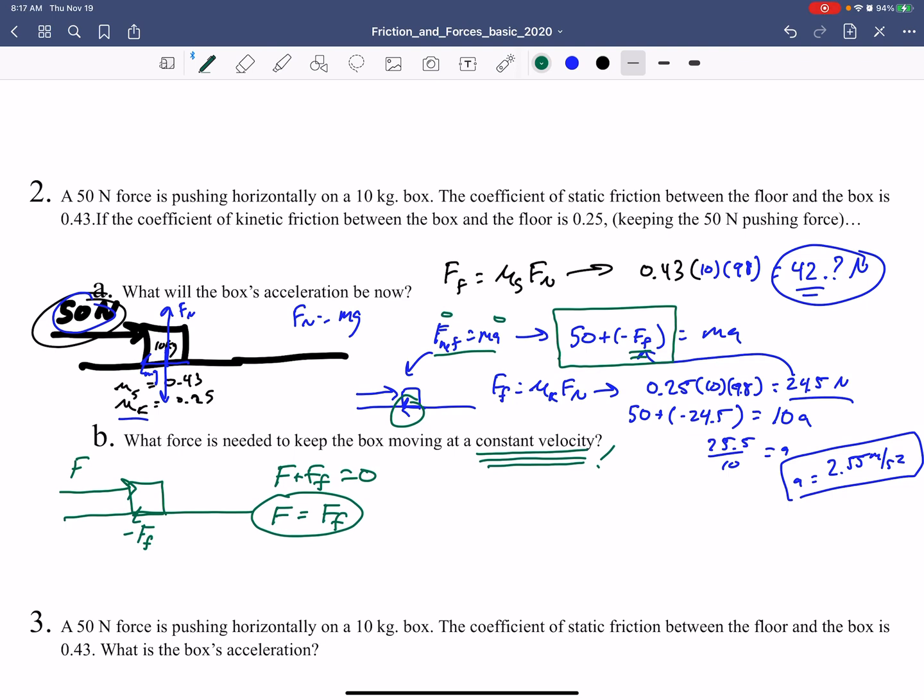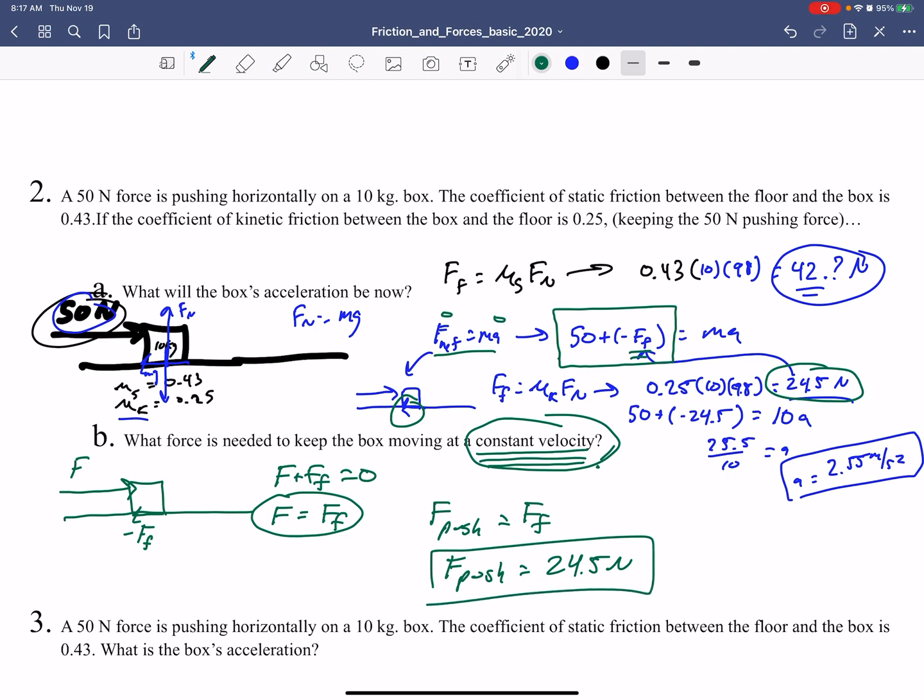So we need these two forces to cancel each other out, because that is the only way you'll get an acceleration of 0, which is the definition of constant velocity. So what force is needed? Well, we set the force of the push equal to the frictional force, and we already said that the frictional force was 24.5. So in order to keep this thing going at a constant velocity, your push better be 24.5 newtons.